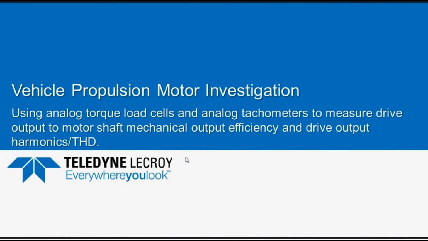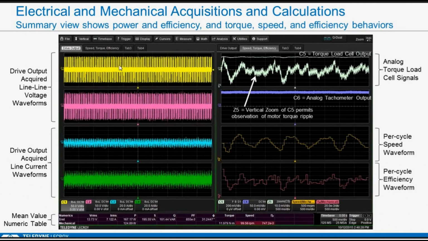Let's look at another example. It's a vehicle propulsion motor, and this was done as an evaluation on a test stand. So we were lucky to have a dynamometer with some analog torque load cell, and an analog tachometer to measure the drive output, and the motor shaft mechanical output. So we also looked at harmonics and THD in this example. So this is probably starting to look pretty routine.